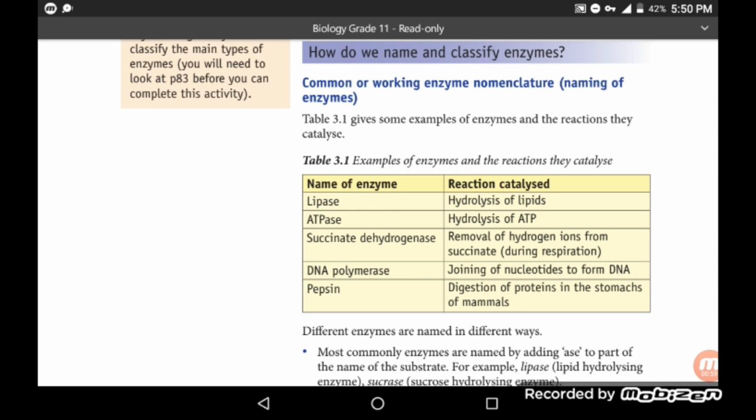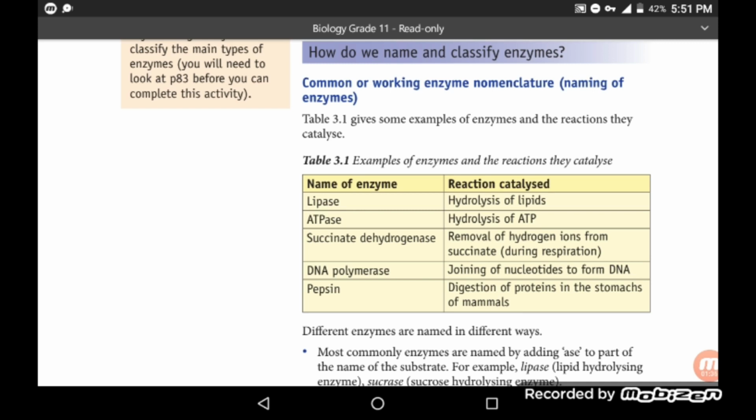How do we name and classify enzymes? The common or working enzyme nomenclature, the naming of enzymes.